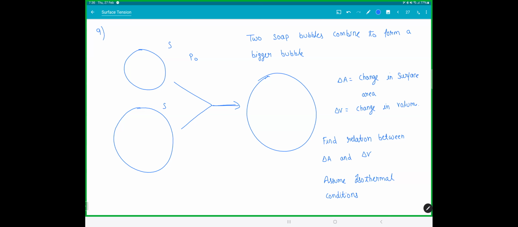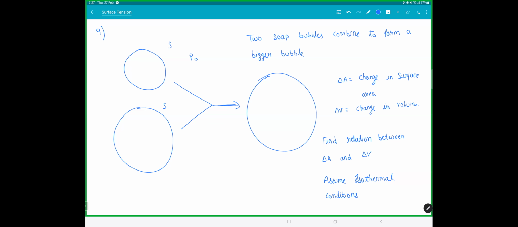So what did you get, any idea here? When I see this question, the first thing that hits me is "assume isothermal conditions." In a chapter like surface tension, why are you talking about temperature? That is one. Second thing, when you combine these two bubbles, what remains constant? Don't tell me surface tension, and don't tell me temperature, that is already given. Say something more sensible. Surface tension will remain constant, that is not it. Why will volume remain constant? The volume of gases can change when there's a change in pressure or temperature.